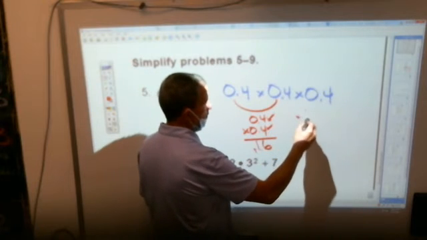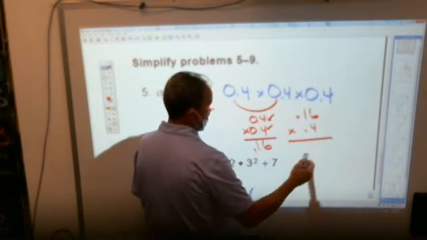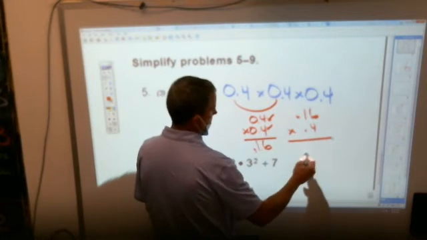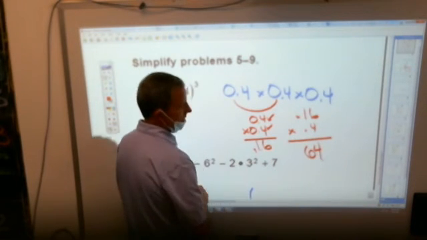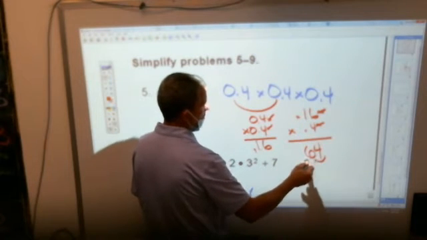So now I have 0.16, and I need to multiply that by 0.4. What is 16 times 4? 64. How many decimal places are there? 1, 2, 3.